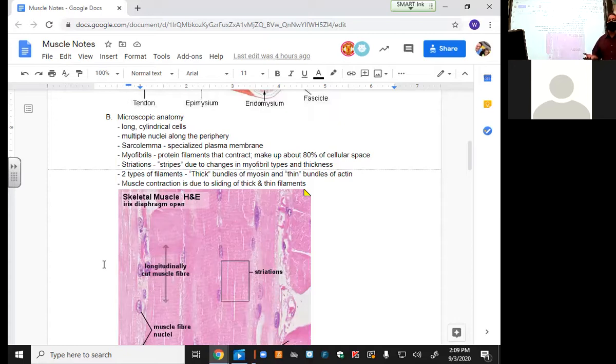Like if you looked at it in a microscope picture without a stain, it's just going to look like nothing. It's going to look clear. So they made a stain that looks like that. That's why your nuclei look a little purple and most of your fibers there look a little red. The myofibrils are most of your muscle cell. The protein filaments that contract, about 80% of the cellular space.